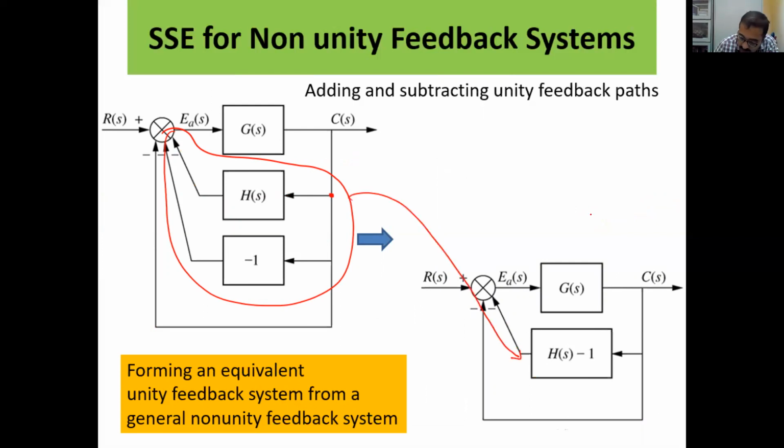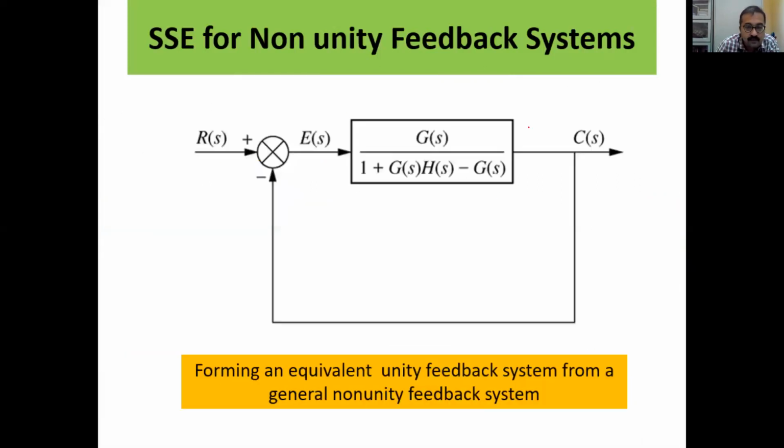Now what next? These two are in feedback, so I can reduce it down. G of S divided by 1 plus G into H, where H of S is this thing, correct? So the next block I will get a transfer function of this kind. Now you can apply the formula that we derived, because here we have error, and error is nothing but R of S minus C of S. In this way you have to bring a non-unity feedback system into unity feedback form, and then you can apply the error formula that we derived so far.